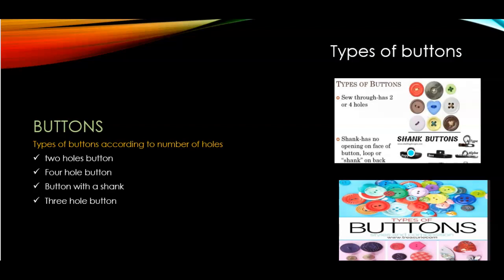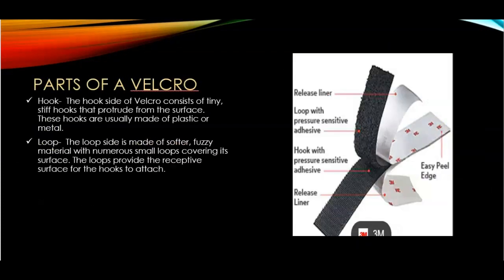Here, as you can see my cursor, is a two-hole button. This one too is a two-hole. This one is a four-hole button. And this one is the button with a shank. We also have the three-hole buttons. And we have the button with a shank which we may make using thread. Learn more about it and come up with the notes.